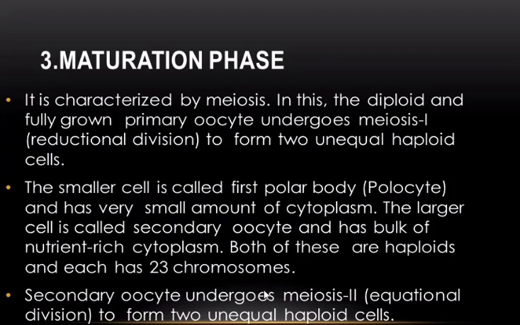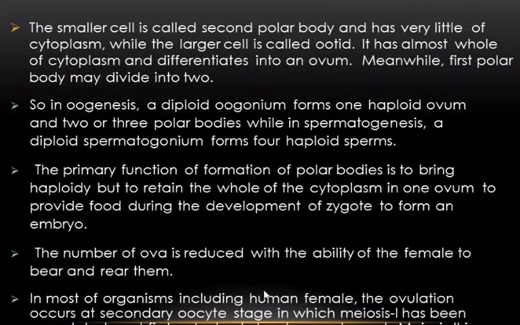The secondary oocyte undergoes meiosis II to form two unequal haploid cells. The smaller cell is called the second polar body and has very little cytoplasm, while the larger cell is called the ootid. It has almost the whole of the cytoplasm and differentiates into an ovum. Meanwhile, the first polar body may divide into two. So in oogenesis, a diploid oogonium forms one haploid ovum and two or three polar bodies, while in spermatogenesis, a diploid spermatogonium forms four haploid sperms.